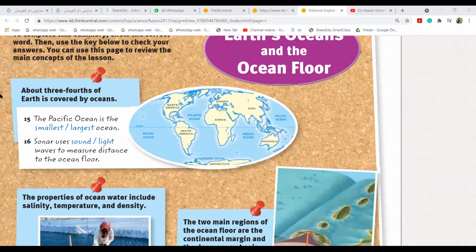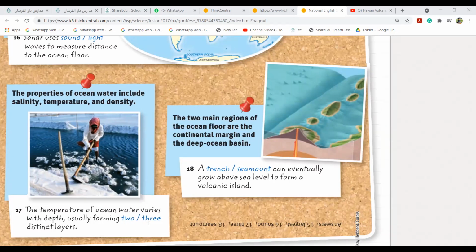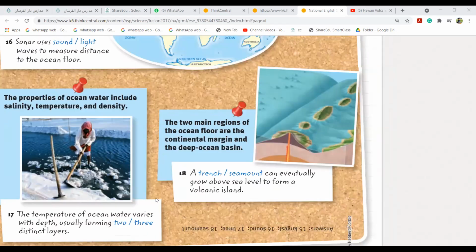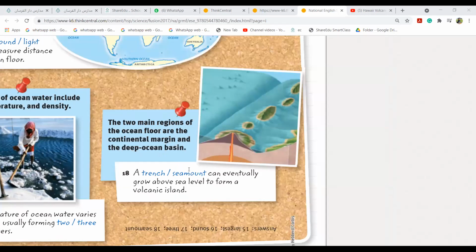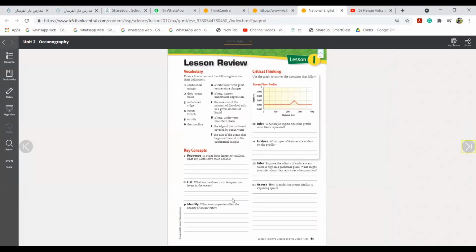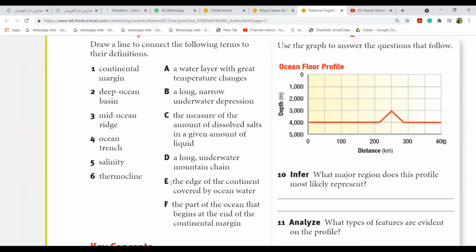The properties of ocean water include salinity, temperature, and density. The temperature of the ocean water varies with depth, usually forming three distinct layers. A seamount can eventually, this is called a seamount, grow above sea level to form a volcanic island. For example, Hawaii is a volcanic island, and I've shown you videos.